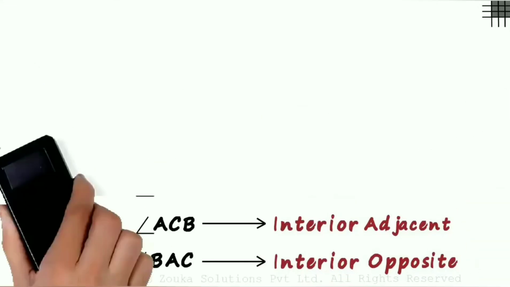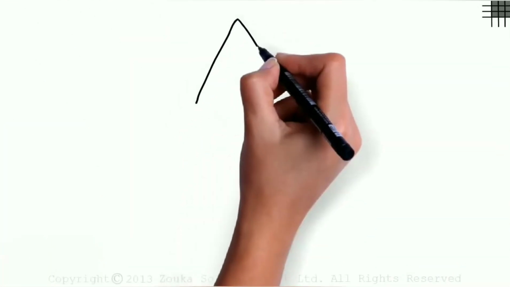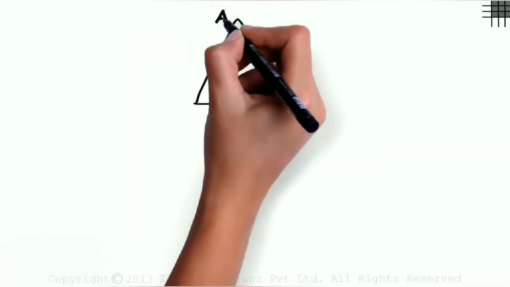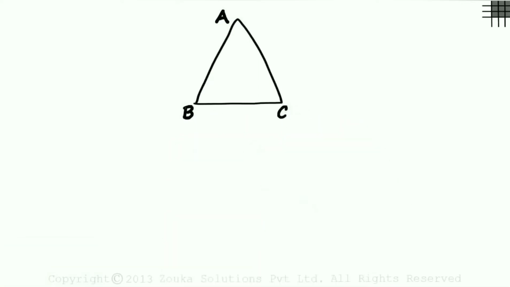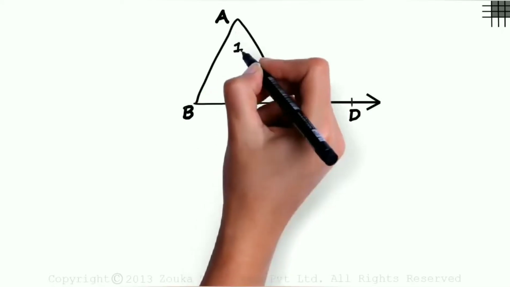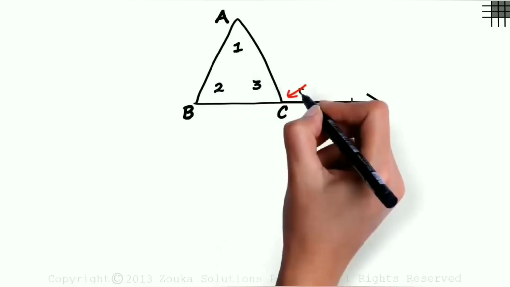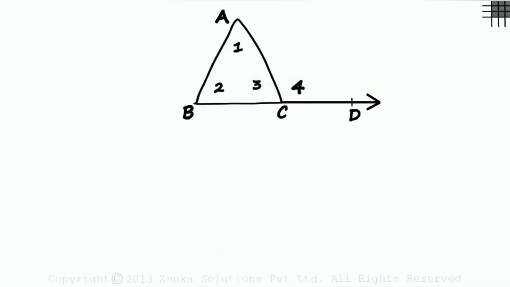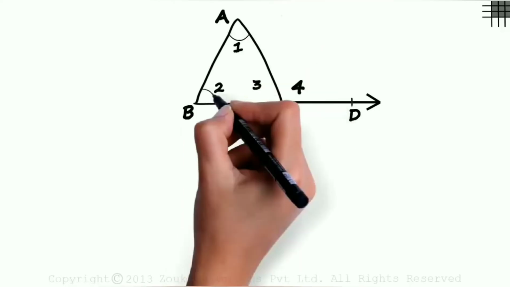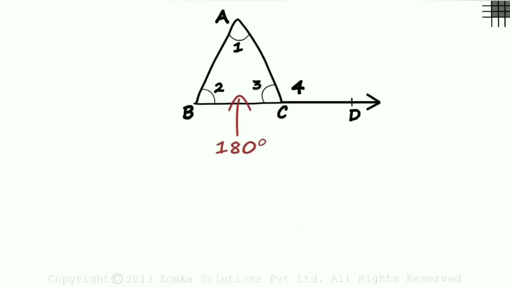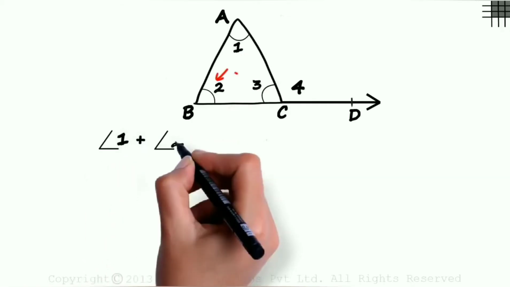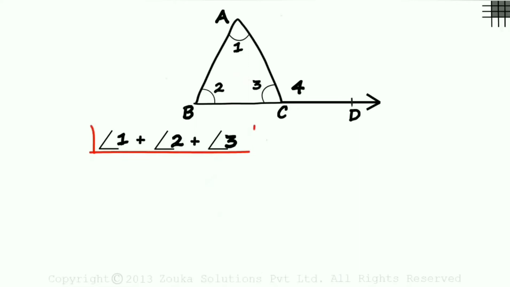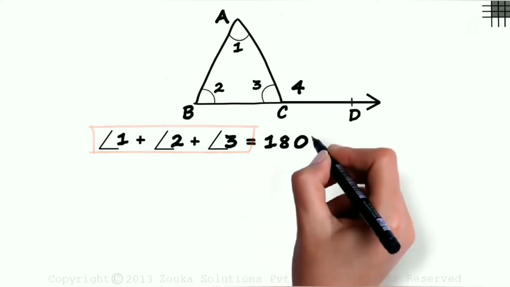Let's erase this and form a new triangle. Let's call it ABC. And we extend side BC to point D. For convenience, let us name the interior angles 1, 2 and 3 and the exterior one as 4. We know that the sum of interior angles of the triangle is 180 degrees. The sum of interior angles is angle 1 plus angle 2 plus angle 3. This sum should equal 180 degrees.